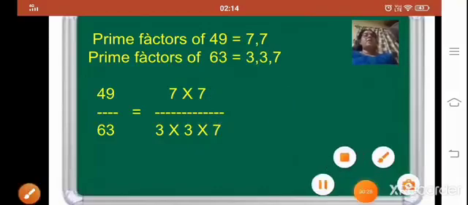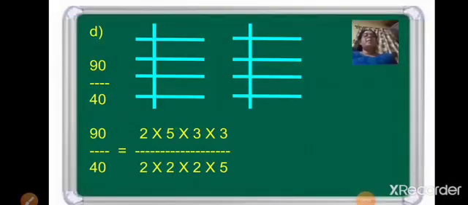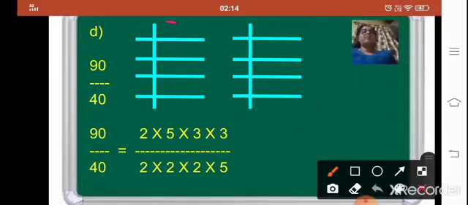So coming to the next one. Next sum is 90 upon 40. So first thing what we will do is, we will take the prime factors of 90. Yes, it is divisible by 2, 2 4s are 8, 1 carry over, 2 5s are 10. 45 is divisible by 5, 5 9s are 45. 9 is divisible by 3, 3 3s are 9 and 3 1s are 3.